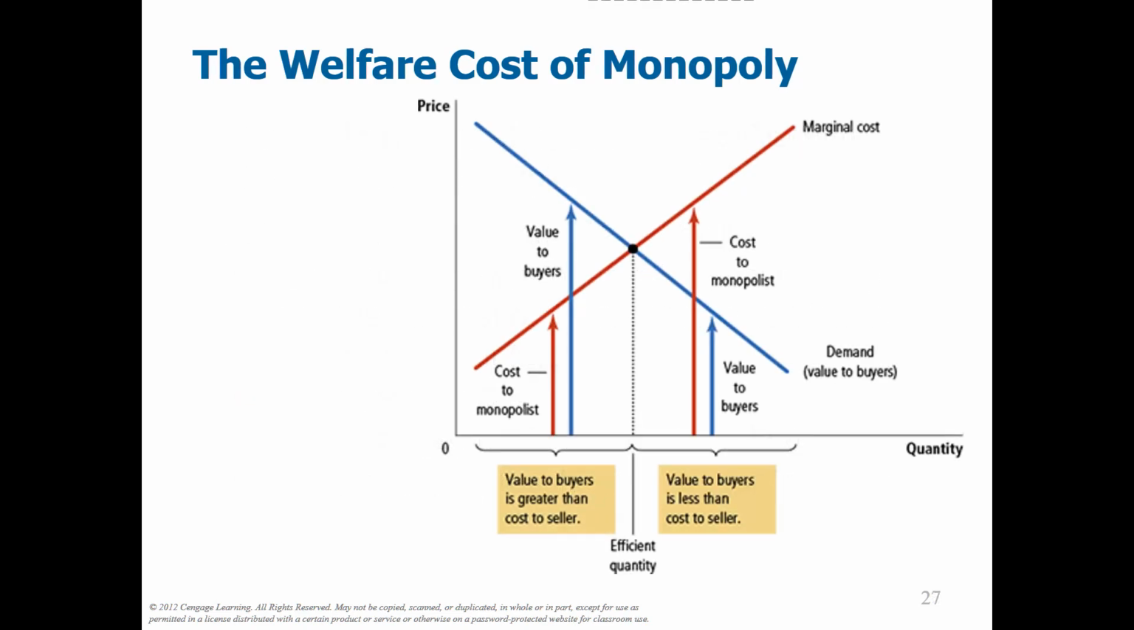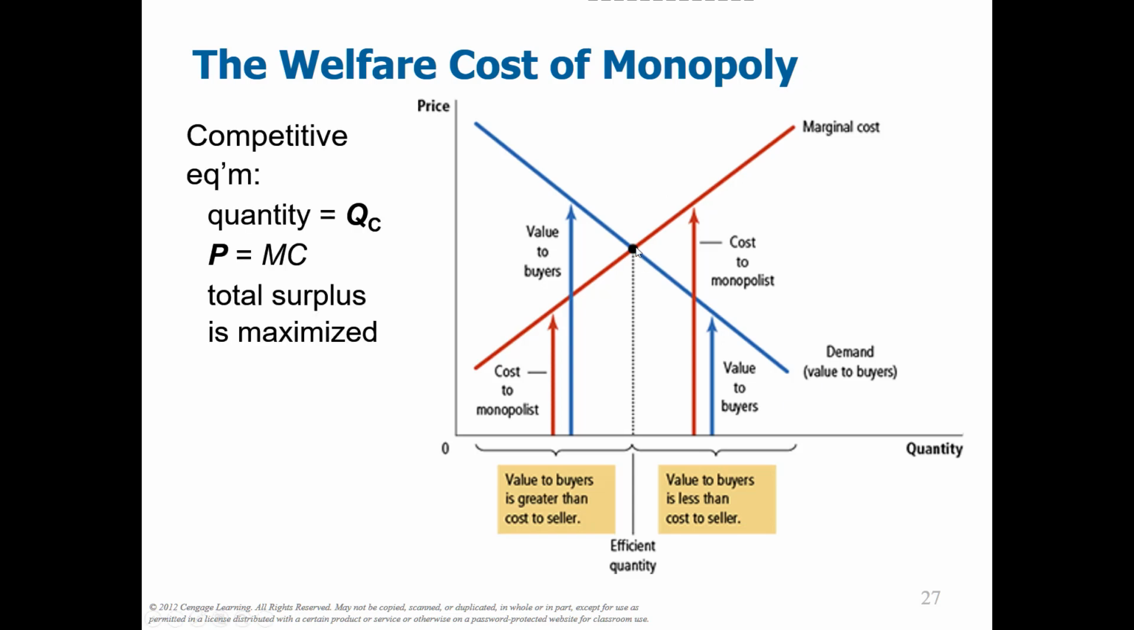Here's another way to see that. This quantity here should not be produced because the cost is larger than the value. The cost given by the supply curve is larger than the value given by the demand curve. This quantity should be produced because the value given by the demand curve is larger than the cost. So all the way up to this quantity, it should be produced. That's the efficient quantity. And that happens again in perfect competition.